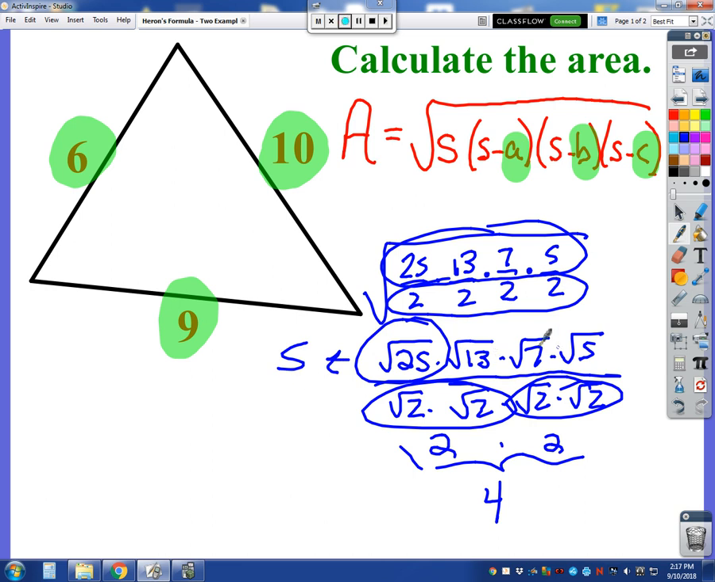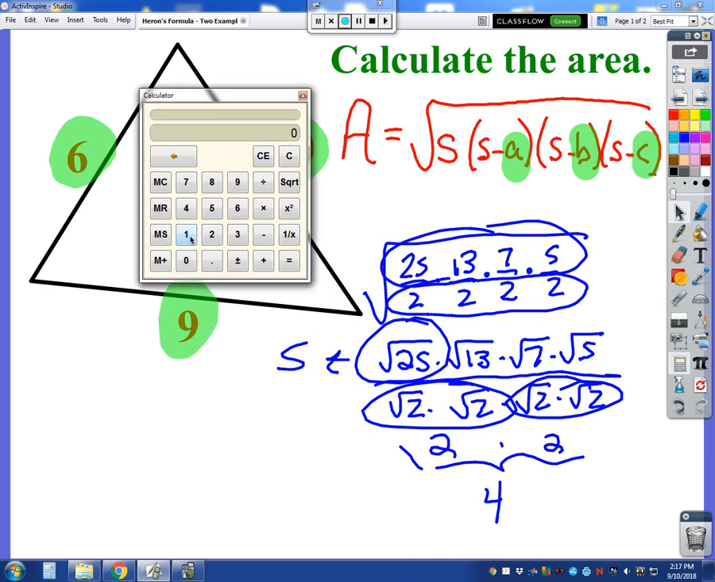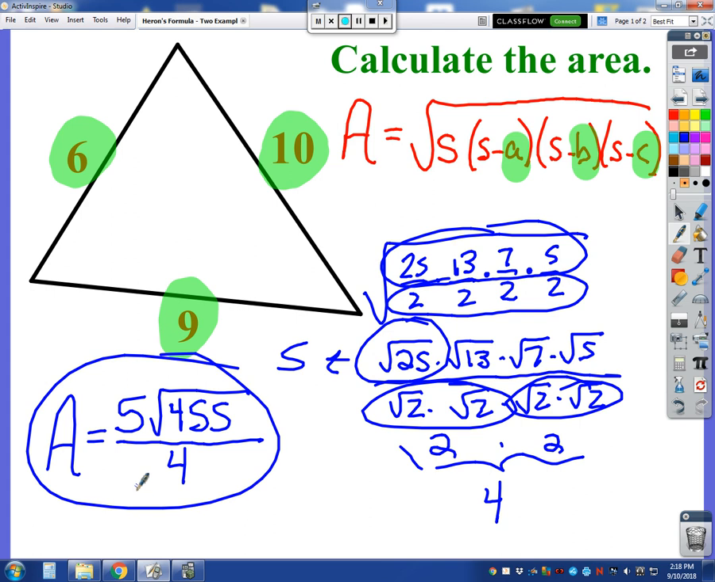But 13, 7, and 5, the remaining square roots, are all prime numbers. So you just multiply them back together into a singular square root. So 13 times 7 times 5 is 455. So a fully simplified area would be 5 from that square root of 25, times the square root of 455, which is where the 13 times 7 times 5 went into, all divided by 4. Now, that's the exact answer, and that's what I would love for you guys to be able to do.